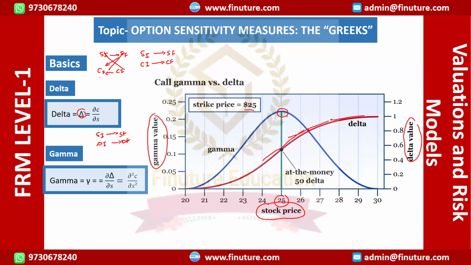So two bullet points, if you are making notes from our videos: the delta of a call option is 0.5 at the money, and gamma is highest for the at the money option. So these are the two important things to note here.